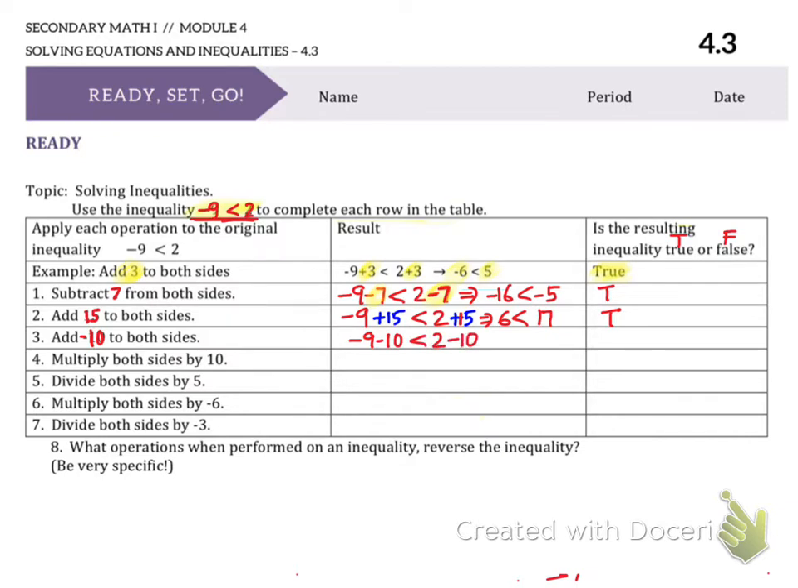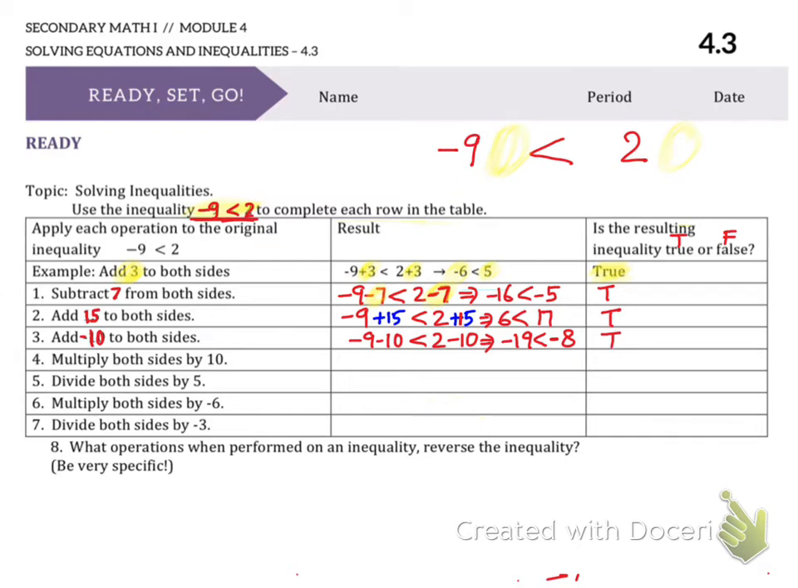It's just like whatever they ask you to do. Your inequality is given like this, -9 is less than 2. If they say add, you have to do that here and here, to both sides. If they tell you to subtract, do it to both sides, whatever they do. So I'm doing that. In this case, it's going to be -19 is less than -8. Is that true? Yes, that's true.